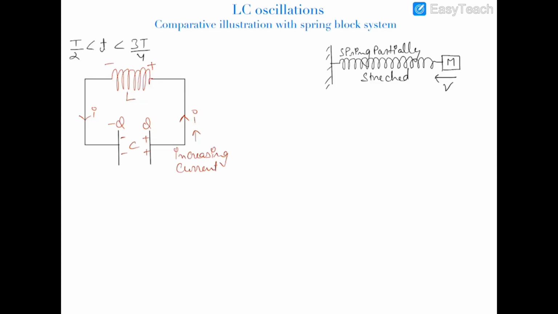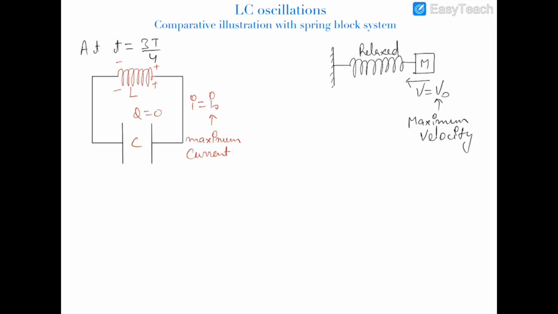Now as time again progresses in the period of t by 2 to 3t by 4, in this period the capacitor would again be acting as a source of potential for the inductor, and it would be charging the inductor by flowing this current, and this would be an increasing current because now the inductor is being charged. Therefore similarly the spring will pull back the block and will again transfer its energy to the block in the form of kinetic energy.